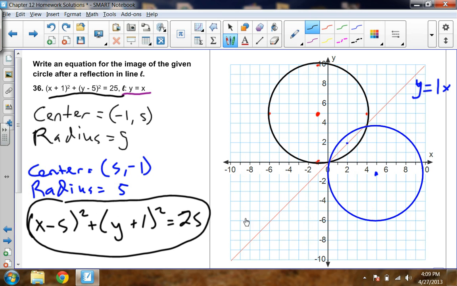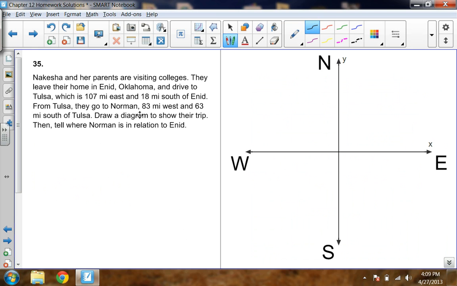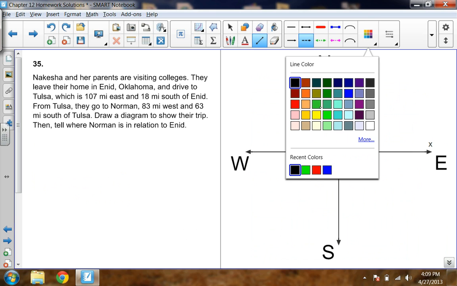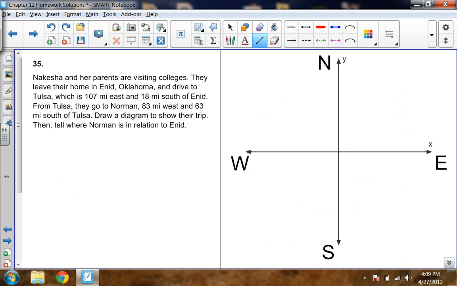All right, so that's the end of 12.1. Let's go on to 12.2 and number 35 here on 12.2. This one would be a little more like vectors, and let me actually make vectors this time. If you remember vectors, when you add vectors and get a resultant vector, that's the kind of thing we're doing. Okay, Nakisha, I'm going to say that's her name, and her parents are visiting colleges. They leave their home in Enid, Oklahoma. So the first thing I want to do is locate Enid, Oklahoma, and I'll put that on my origin.